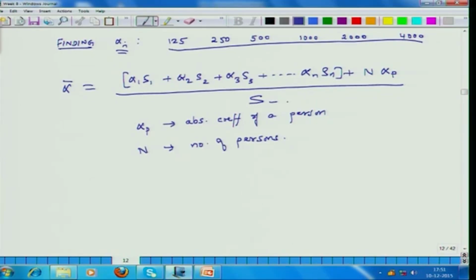The definition of S does not change, it is still S1, S2, S3 till Sn, but in the numerator we have this extra term. So people have taken measurements on these parameters also. So let's look at that.